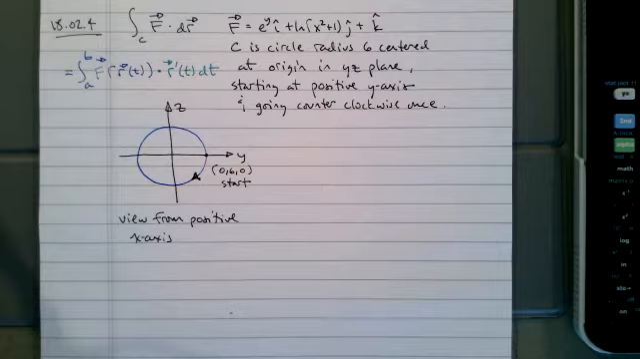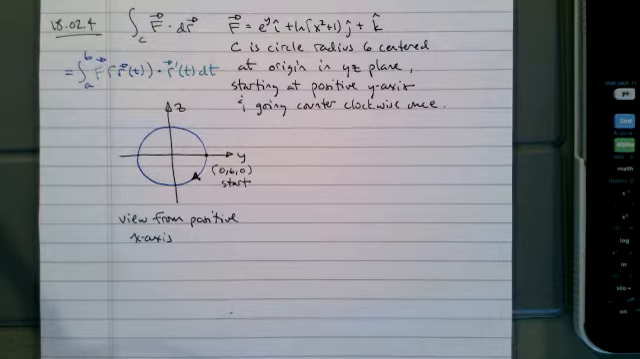Taking a look at Chapter 18, Section 2, Problem 4, we're asked to calculate a line integral in R3. Our vector field is e to the y i plus the natural log of x squared plus 1 j plus 1 times k. And the path over which we want to integrate this vector field is a circle of radius 6 centered at the origin in the yz plane, starting at the positive y-axis and traveling counterclockwise.